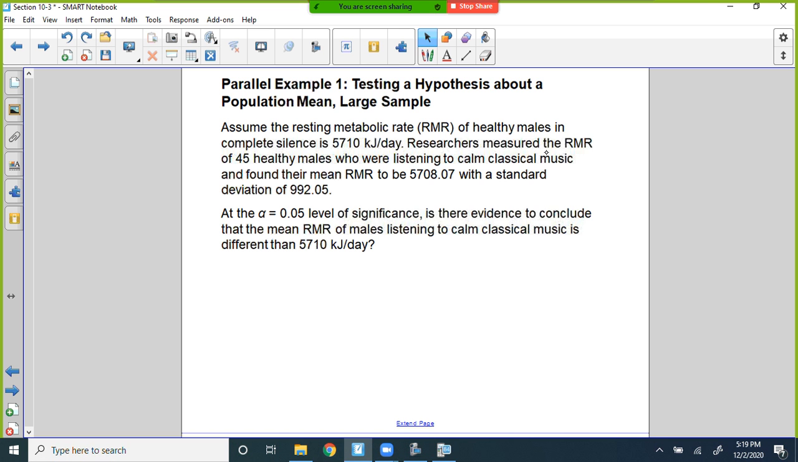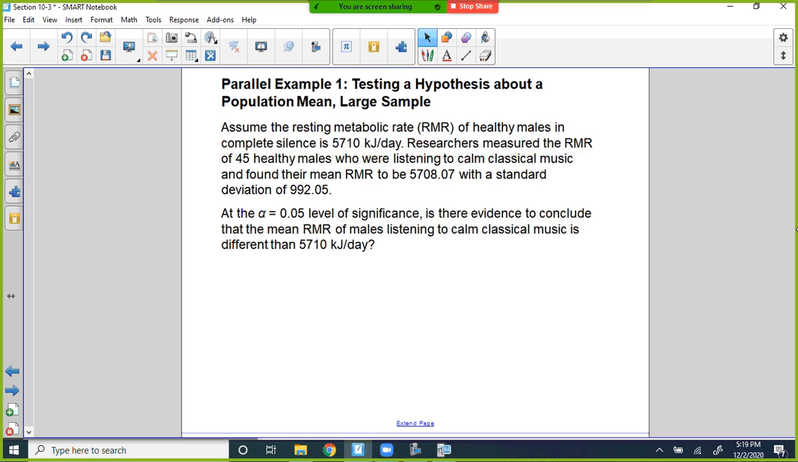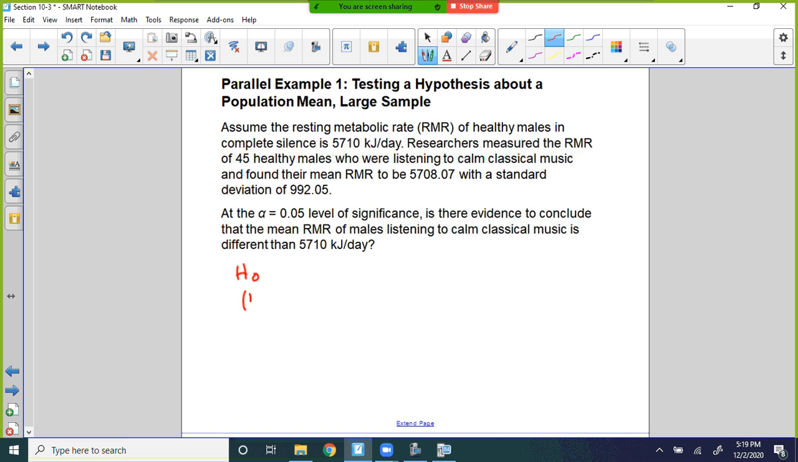Researchers measured the resting metabolic rate of 45 healthy males who were listening to calm classical music, and found that their mean resting metabolic rate was 5708.07 with a standard deviation of 992.05, right? So let's look at this. We've got an H sub 0, we've got an H sub 1, right? Our mean is going to equal, well, the mean they say is 5710, right?